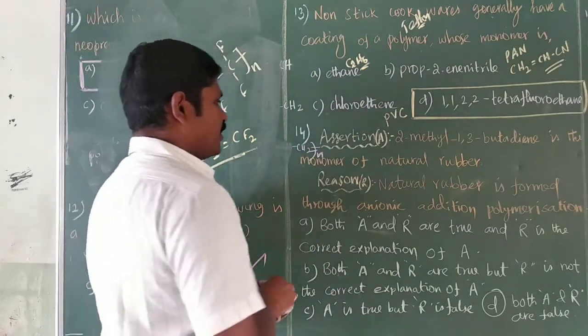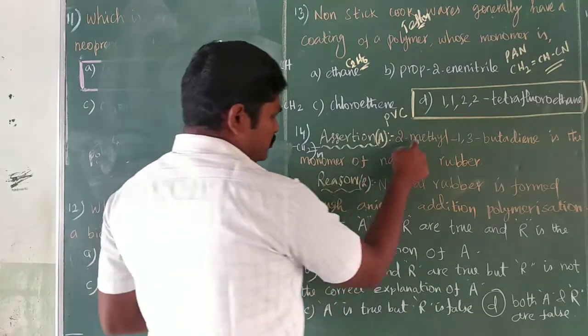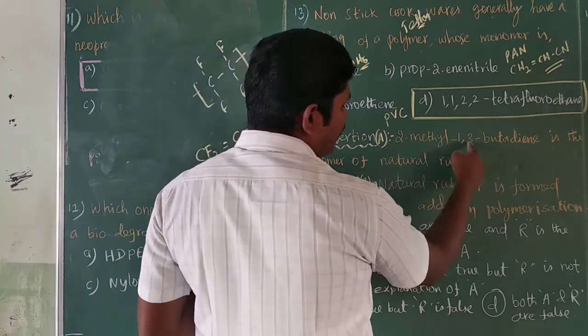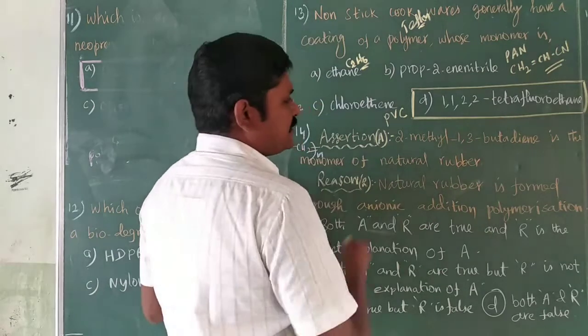The next, 14th, assertion: 2-methyl-1,3-butadiene, say cis-isoprene.